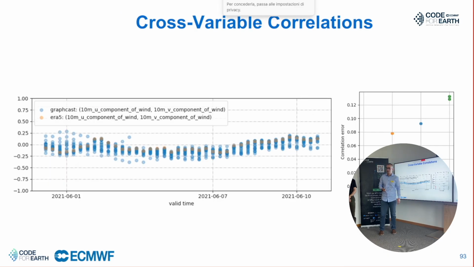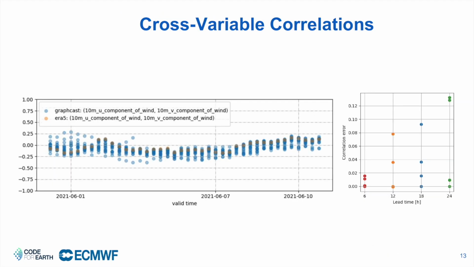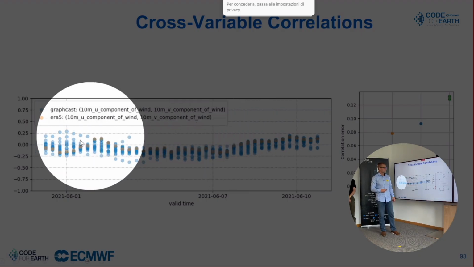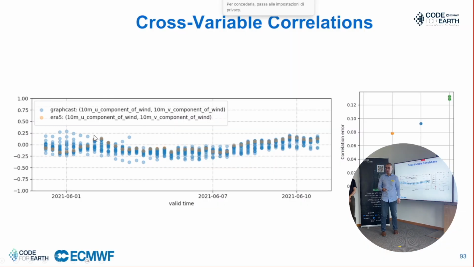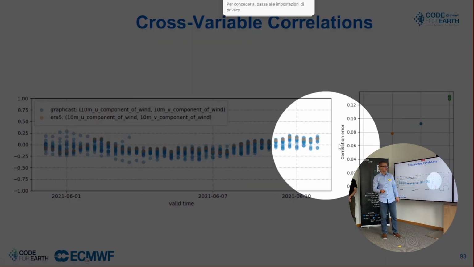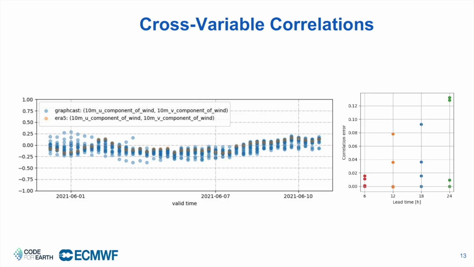Another important check is cross variable correlations. You can use these diagnostics whenever a machine learning model has at least 2 outputs. So here we look at the U and V components of the wind. You can see the orange one is the error, and some deviations appear again with the forecast. And similarly, the correlation errors on this plot increase with lead time.